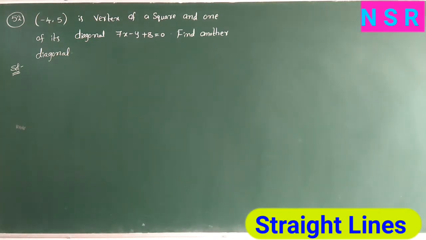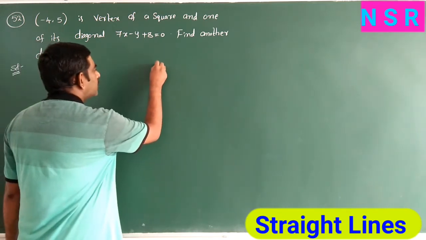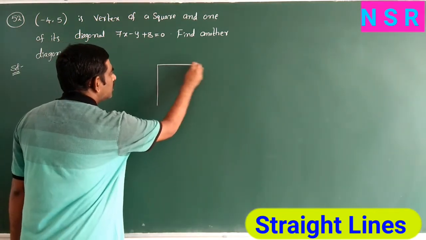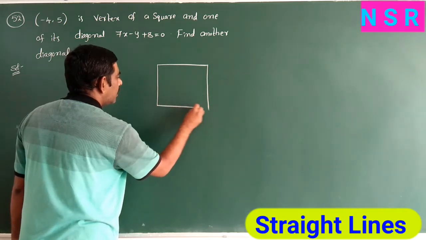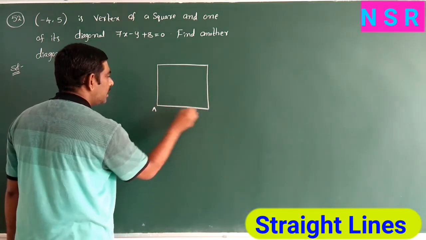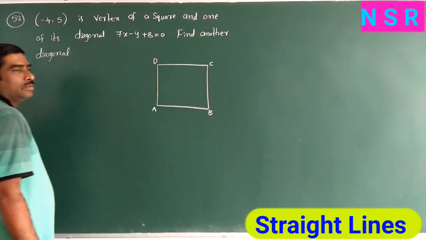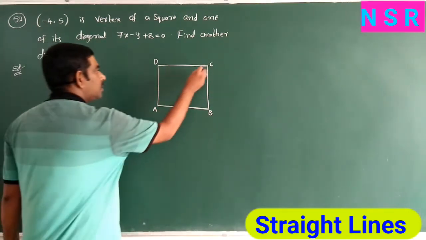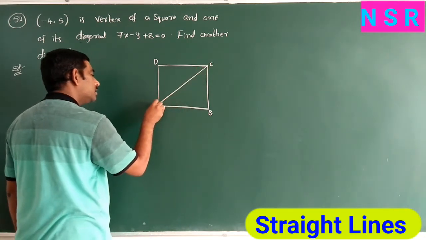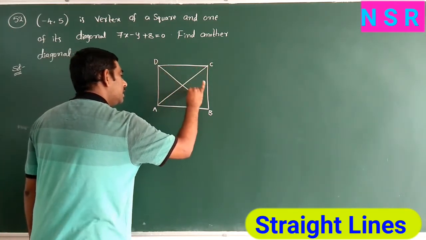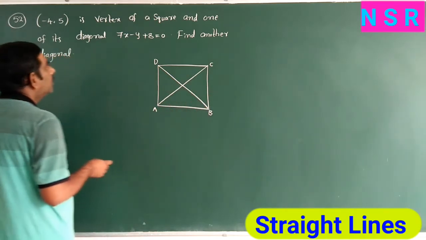So next question number 52. Minus 4 comma 5 is vertex of a square and one of its diagonal is 7x minus y plus 8 equal to 0. Find another diagonal. So in a square we have two diagonals. Suppose this is square ABCD. So A, B, C, D are here 4 vertices of a square. So in this square we have two diagonals, one is AC and another one is BD.